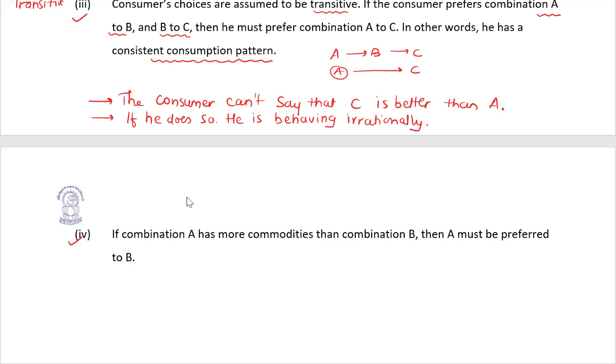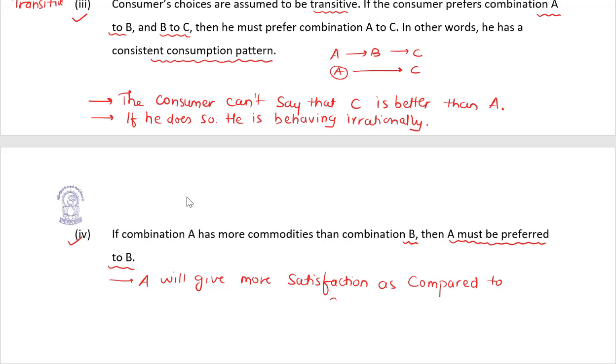So, if combination A has more commodities than combination B, this means A must be preferred over B. Why? Because A will give more satisfaction as compared to B. Okay?